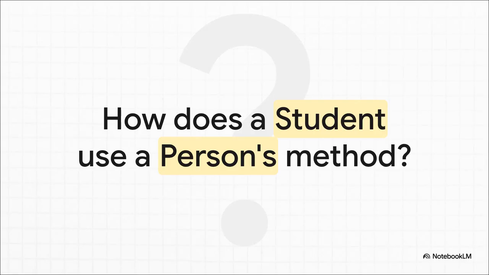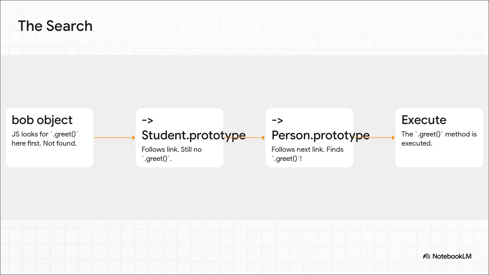Yeah, exactly. Let's get specific. Let's say we make a new student. We'll call him Bob. So Bob is a student object. But we can call the .greet method on him, even though that method was defined way back on the person blueprint. So how does JavaScript figure that out? How does it find the function? It's actually a pretty simple logical search.